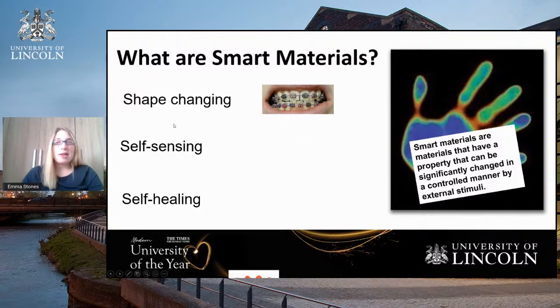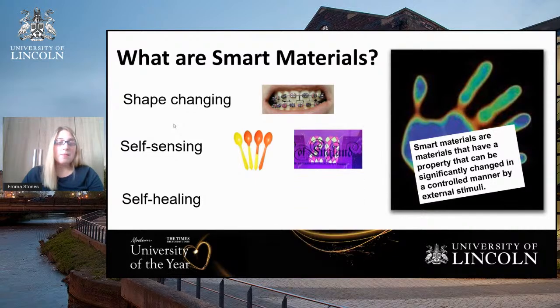Smart materials can be self-sensing. They can change colour in response to things in the environment. There are a couple of examples of these. The external stimuli in this case could be to do with light, it could be temperature related, it could be to do with pH changes, water levels, even application of voltage. On the screen here, you can see a couple of applications of self-sensing materials. We have here a colour changing spoon that could be used when feeding infants, to check the temperature of the food before giving it to them.